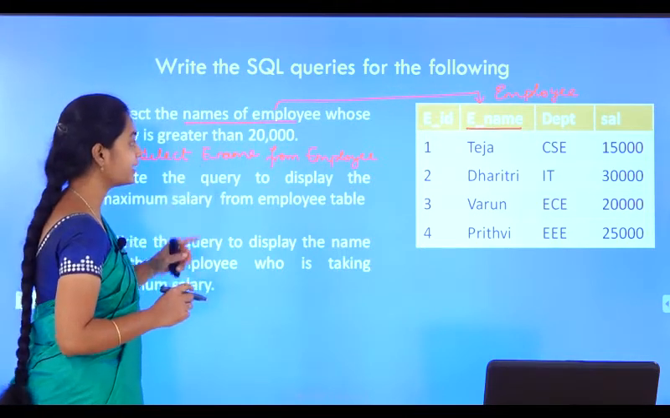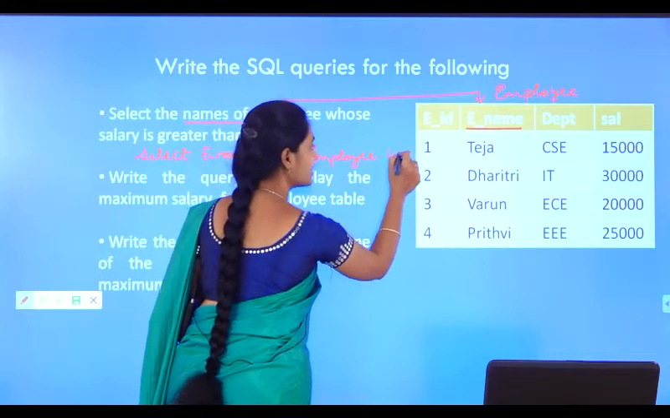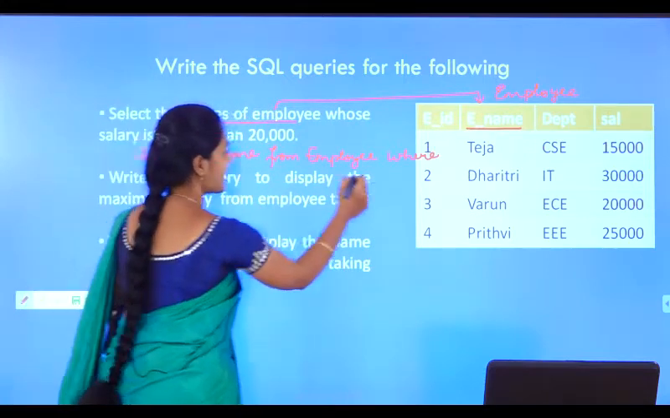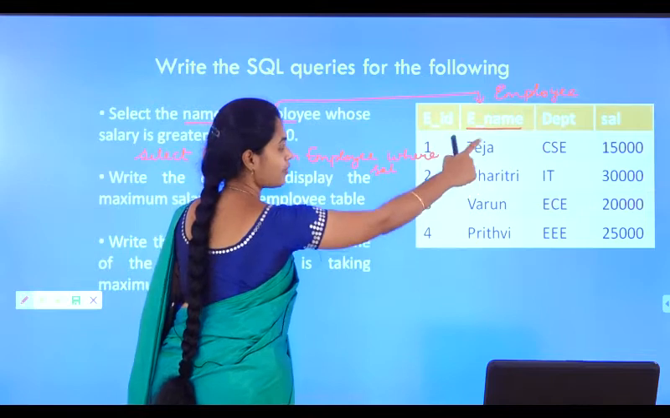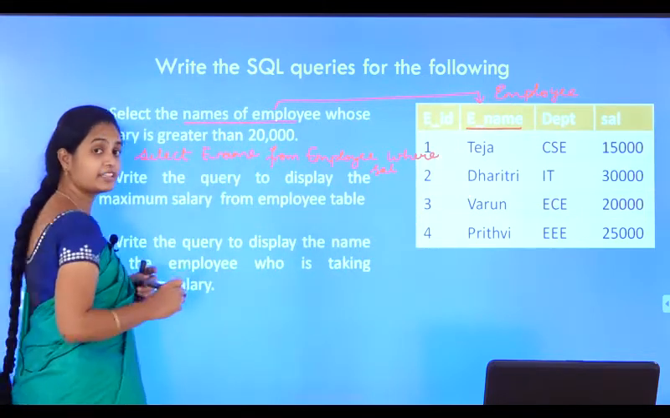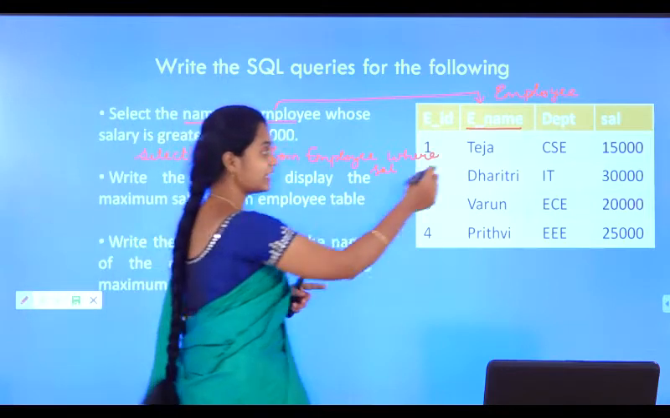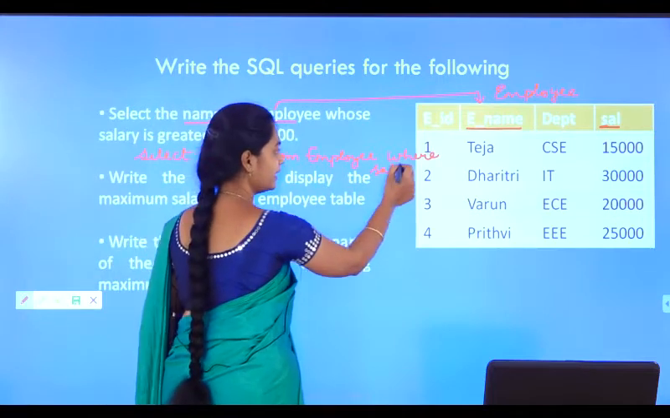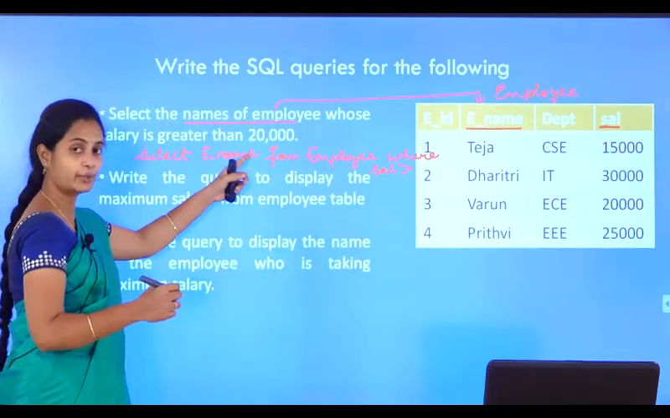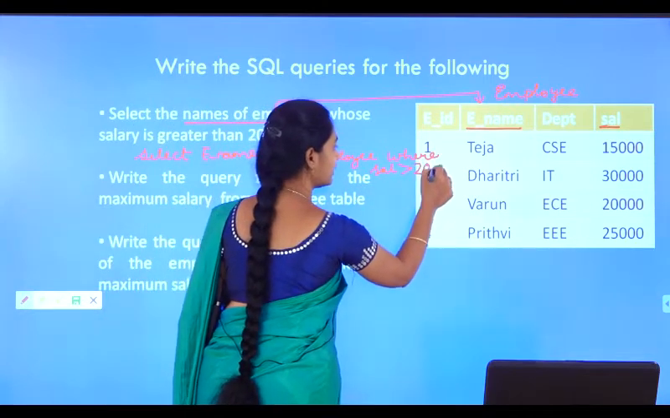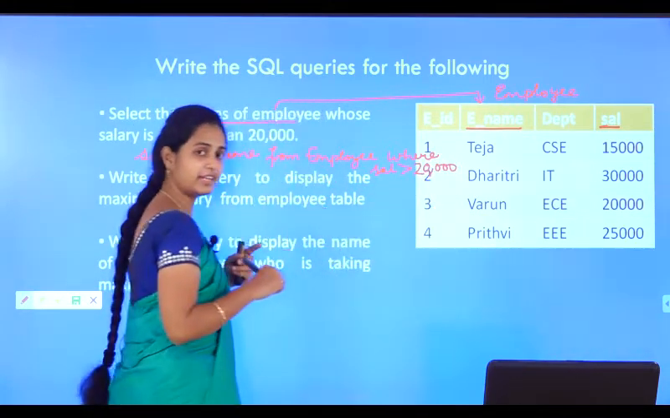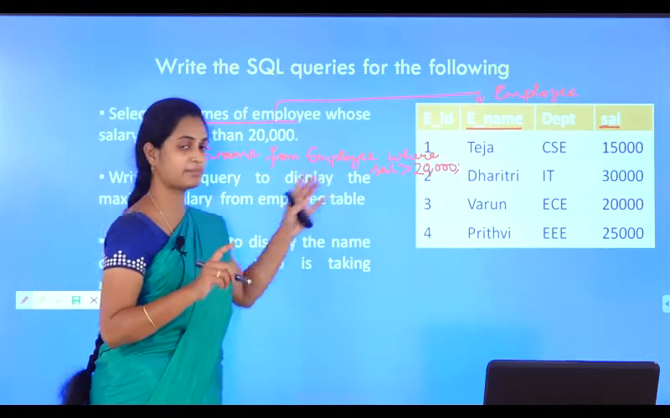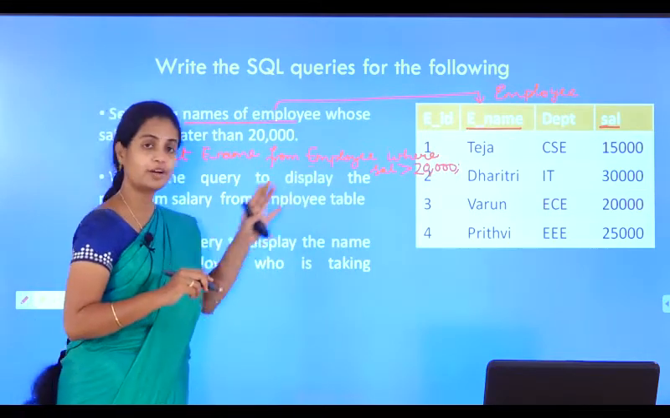So, how do I write it? From employee. Where do I insert the condition? In the where clause. Where salary should be greater than 20,000. What is the attribute representing salary here? SAL. SAL should be greater than 20,000, so I will write 20,000. And after writing every SQL statement, you need to end with a semicolon. So, this is how you write the statement.